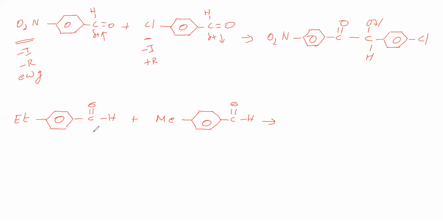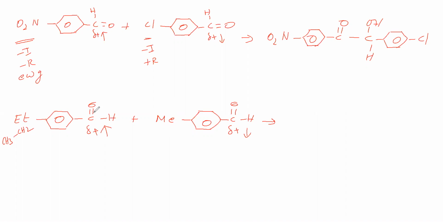We have to see. Here positive charge is there, here positive charge is there. Where is the magnitude of positive charge high? In the methyl group, 3 hydrogens are there, and these 3 hydrogens show hyperconjugation. Here the ethyl group, we can write it as CH3CH2. These 2 hydrogens show hyperconjugation. So electron donating nature is high in one and less in the other. Therefore, here the magnitude of positive charge is more, and there it is less. So cyanide will attack this carbonyl carbon.